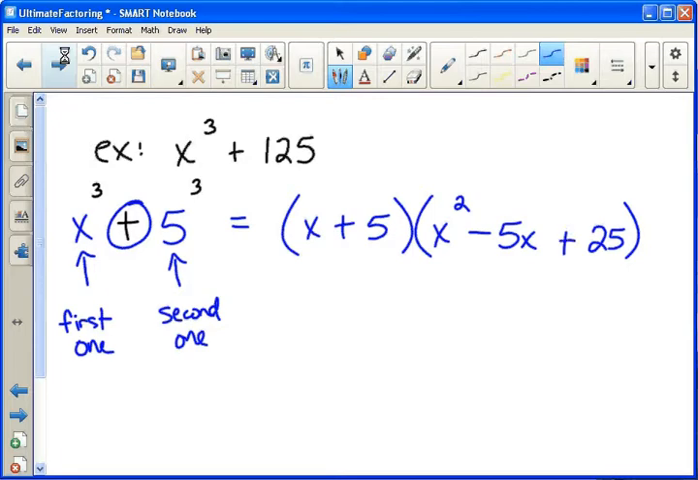First one squared, first one times the second one, last one squared. The first sign's the same, the second one's not. The last one's always positive, so that's what you've got.